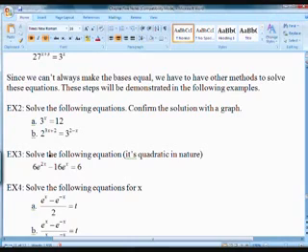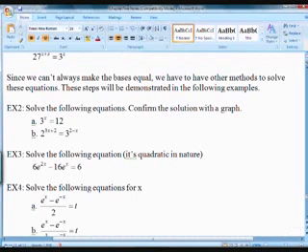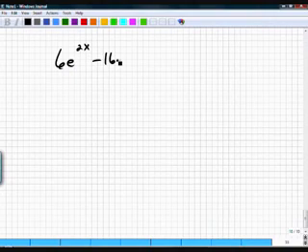Quadratic in nature. It might not look quadratic to you, but it does kind of resemble a quadratic. 6e to the 2x minus 16e to the x. And I'm going to go ahead and move minus 6 over here, equals 0.